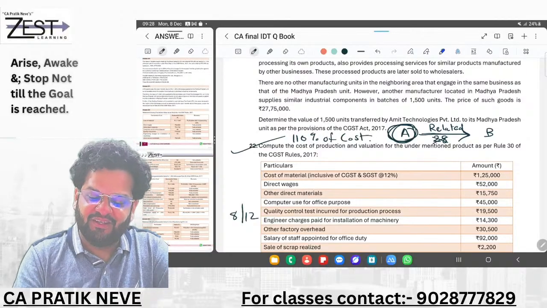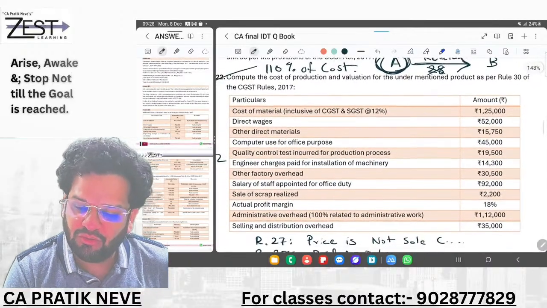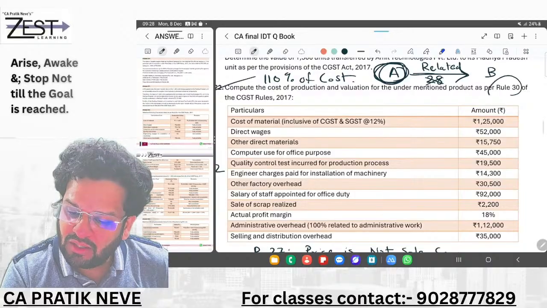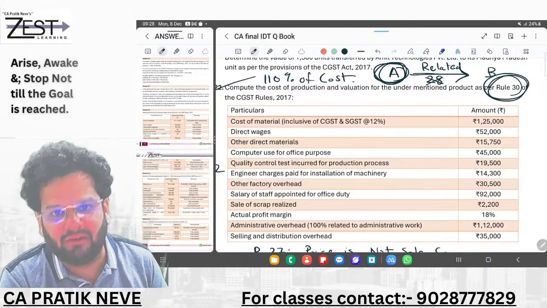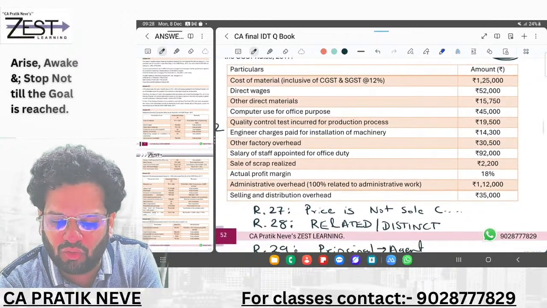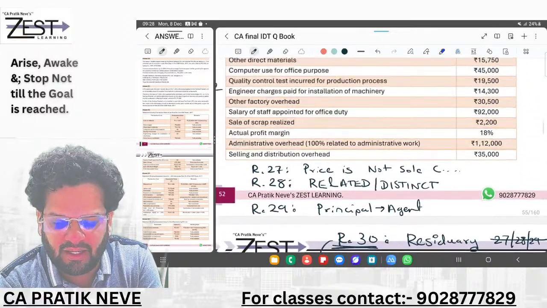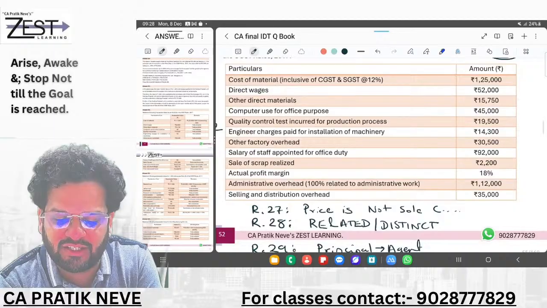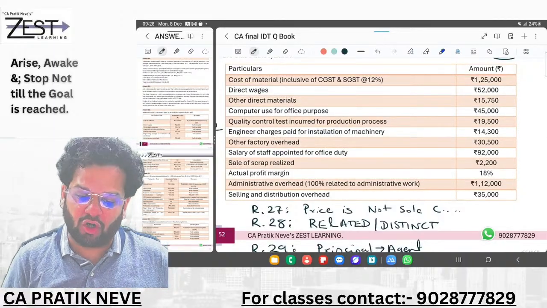Clear? So in this question, they are telling you to calculate the value as per rule 30. So some of the rules have failed, that is 27, 28 or 29 has failed. So they are asking you to do the valuation as per rule 30. Are you ready to do valuation as per rule 30? So you will have to calculate cost now.